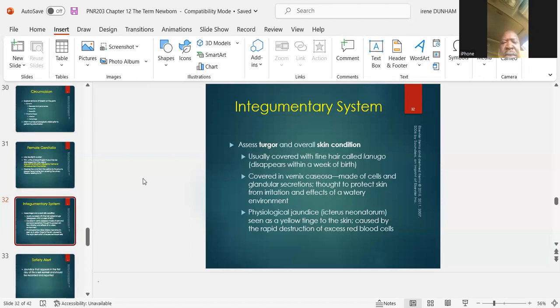Okay, now jaundice is a little yellowish tinge to the skin, and it is caused by the rapid destruction of what? Too many red blood cells. Okay, now write this down. If jaundice occurs in the first 24 hours of life, it is called pathological jaundice.